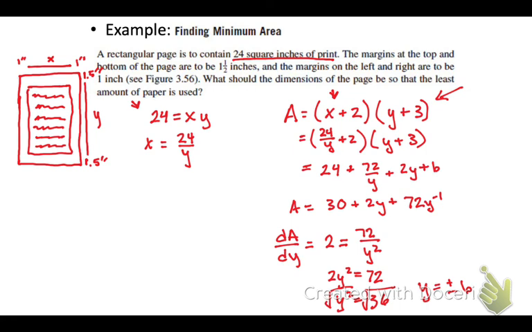So if y is 6, x is 24 over 6, so it is 4. Now those aren't the dimensions of the paper though. No, the dimensions of the paper are x plus 2 and y plus 3. We have to add the margins. So 4 plus 2 by 6 plus 3. So my dimensions are 6 inches by 9 inches.